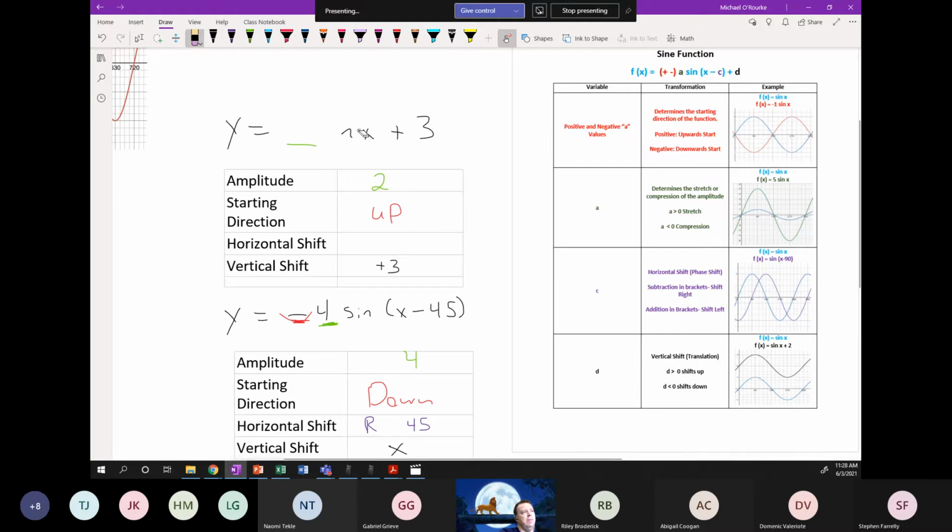Okay. Let's do another one up here. Sine x plus 90 minus 4. Okay. Put D in chat when you're all done this question here.